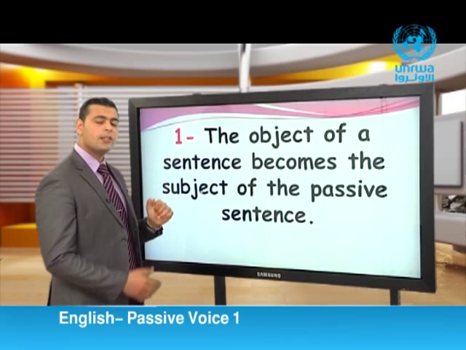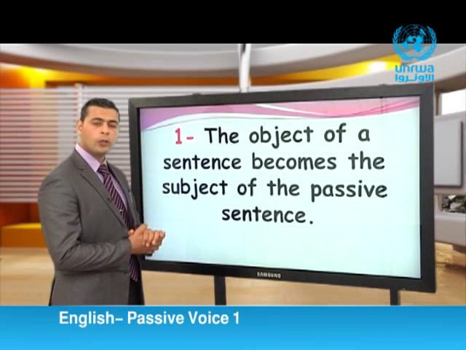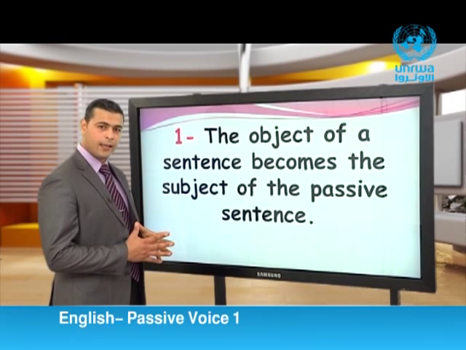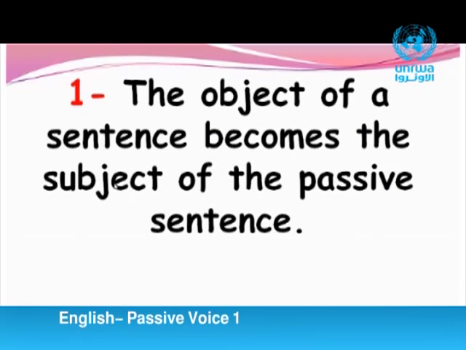Look at the first step. The object of a sentence becomes the subject of the passive sentence. Again, the object of a sentence becomes the subject of the passive sentence.